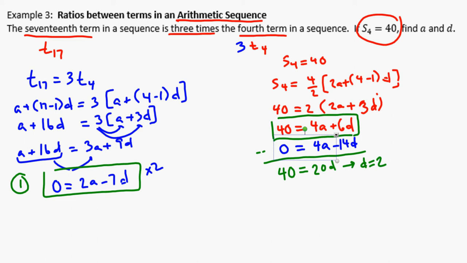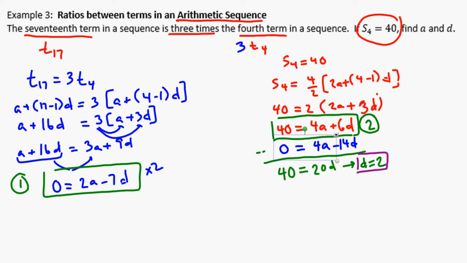All right, I want to find A and D, so I found D. How do I find A? Let's highlight this because that's important. How do I find A? Well, I can take this guy and put him into equation 1 or 2. Where's my equation 2? Let's define equation 2. There's equation 2.